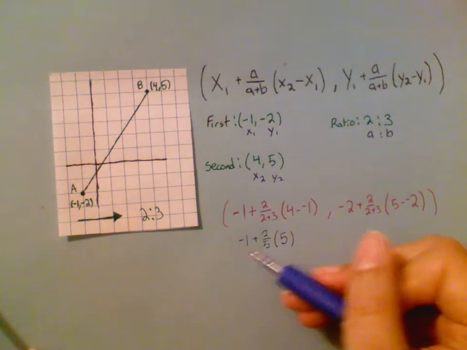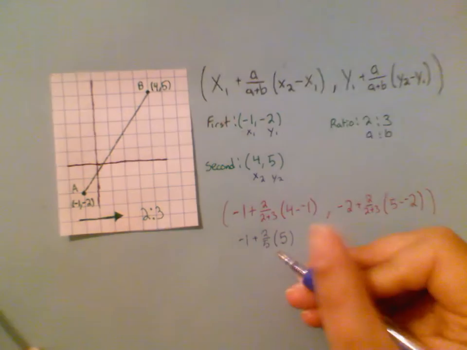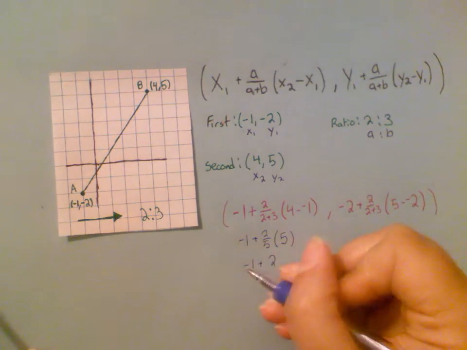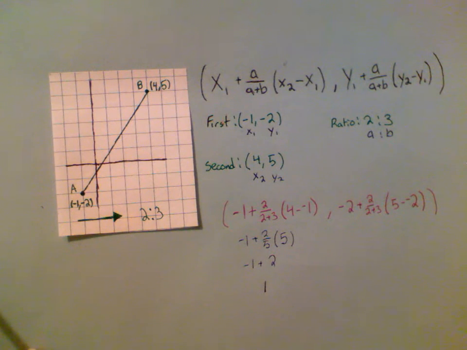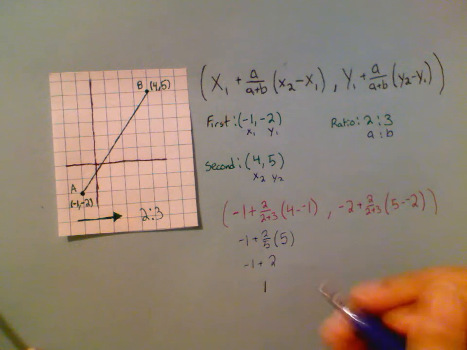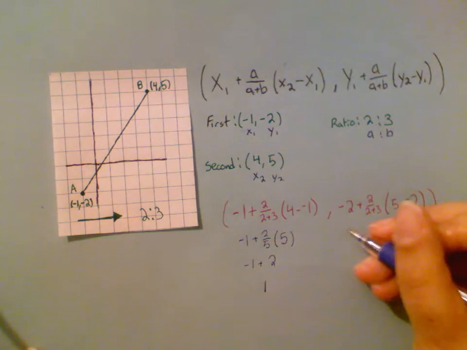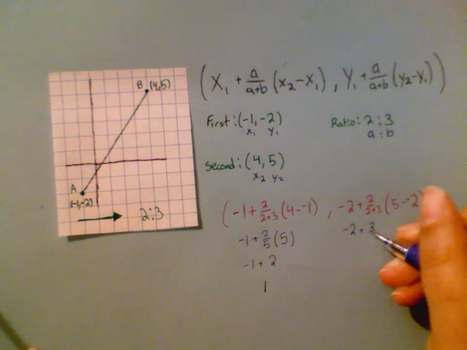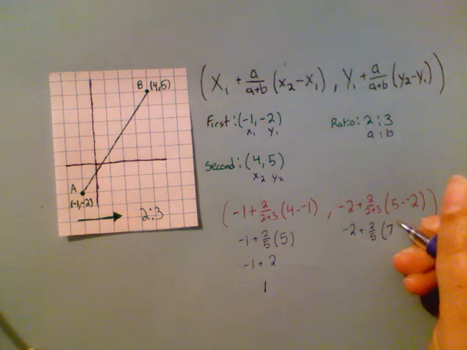Okay, I'm going to carry this through to a single number and then do the other side. So -1 and then 2/5 times 5. You can do that in your calculator if you want, but it's just 2. -1 plus 2 is just 1. So that's going to be the x value for our point here. And to get the y value, we just have to simplify this side. So I'm going to keep my negative 2 over 5. And then 5 minus negative 2 would be 5 plus 2, which is 7.